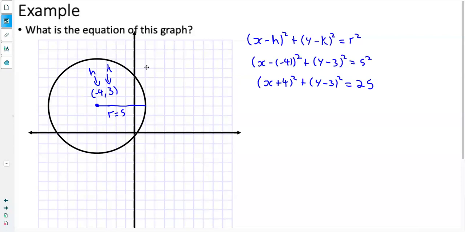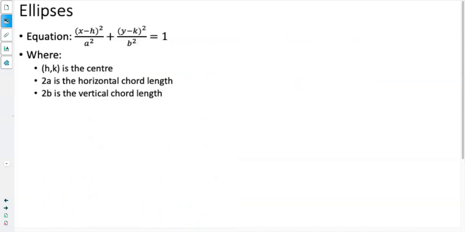So next we're going to look at ellipses. They're very similar. Our equation is very close with a couple small differences. Ellipses have an equation of (x minus h) squared over a squared plus (y minus k) squared over b squared, and they equal 1. Where h comma k is the center, 2a is our horizontal chord length, 2b is our vertical chord length.